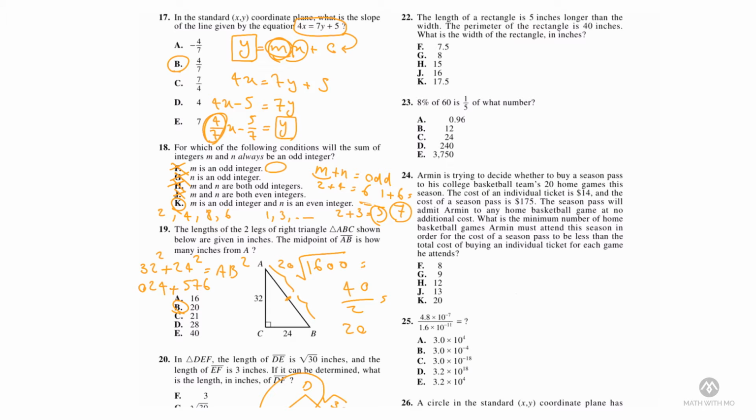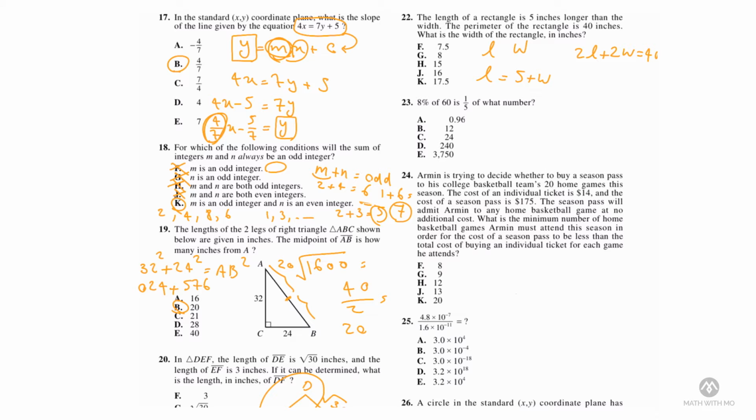Alright, the length is 5 inches longer. So to have a length, we have a width. So we know length is 5 plus width because it's 5 inches longer. The perimeter is 40, so it means 2L plus 2W is 40 because that's the perimeter. Length plus width plus length plus width, right?